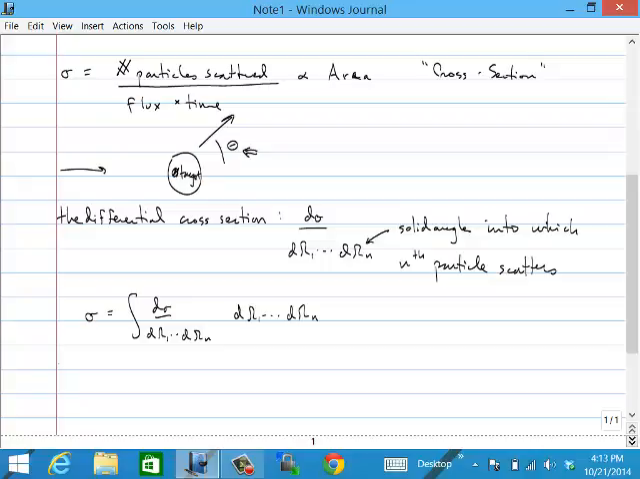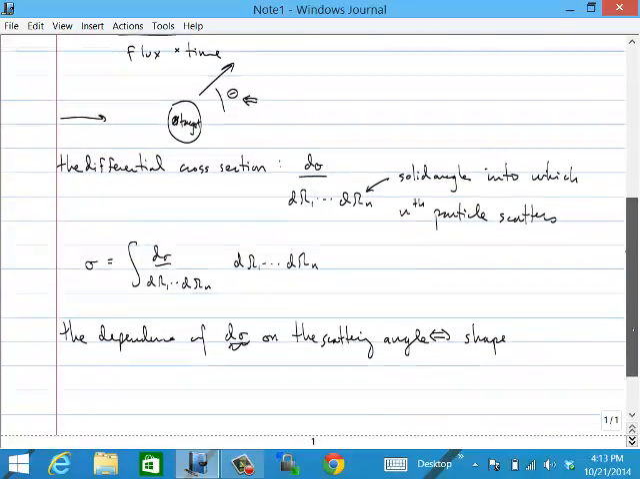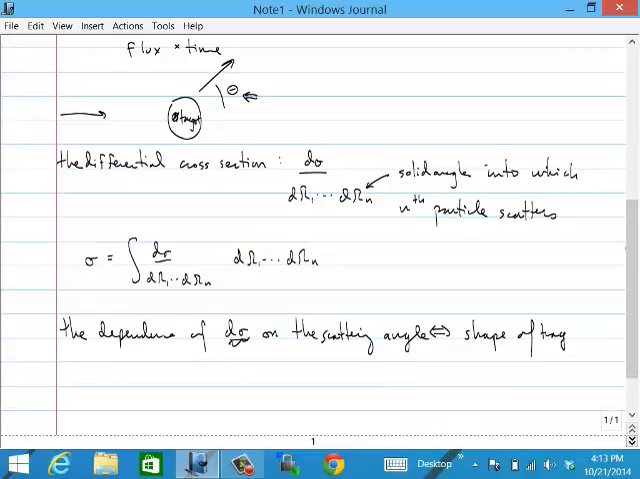The basic idea being that the dependence of d sigma on the scattering angle tells us about the shape, for example, of the target in the case of scattering from some sort of fixed target, or more generally, let's say if you have two particles that are scattering off of one another, that'll tell us some more complicated dynamics of the scattering process.